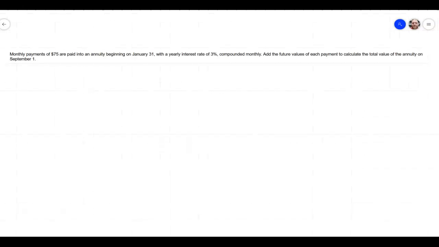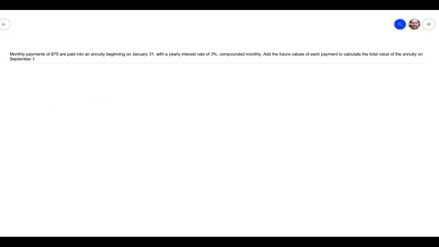All right, so the first problem I want to take a look at is similar to 7-3. This is the second problem. It says monthly payments of $75 are paid into an annuity beginning on January 31st with an annual yearly interest rate of 3% compounded monthly. Add the future values of each payment to calculate the total value of the annuity on September 1st.